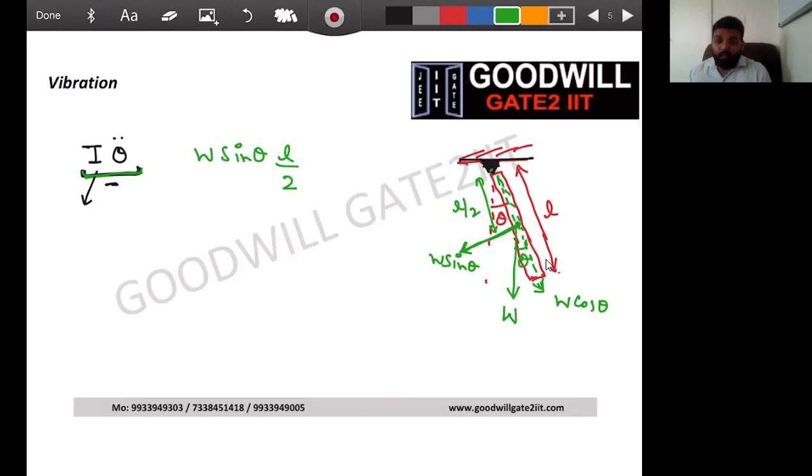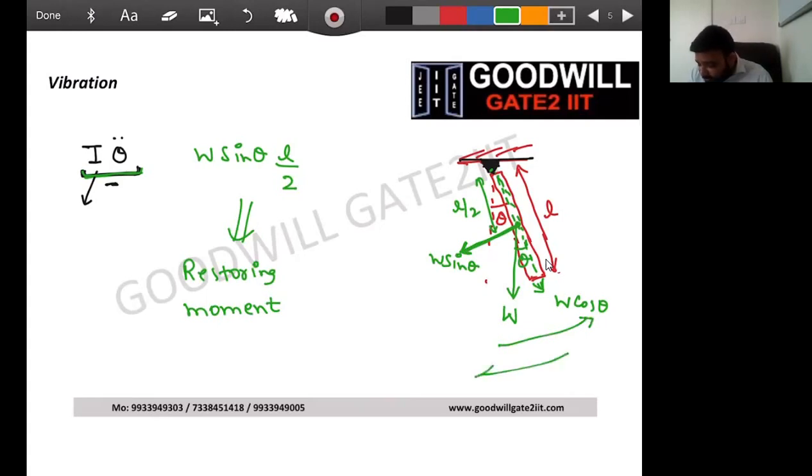Now the next point is this. How to decide plus and minus? All right, so the easiest thing is that any force or moment which brings your system back to equilibrium is known as a restoring moment. I'll give you the example of the other one later. This is a restoring moment. The reason being, if you see, when this pendulum goes to this side, this W sin theta term is bringing it back. This is the reason I'm using the word restoring moment.